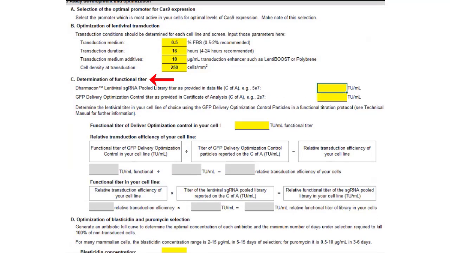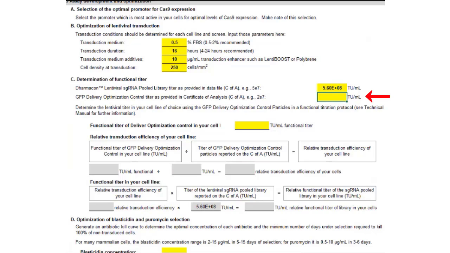Part C is determining the functional titer in your cell line. In this example, we will be using an all-in-one GFP delivery control. However, if you have an EDIT-R two-part library, you will use a promoter-matched SMARTvector non-targeting control shRNA instead. You will know the exact titer of the pooled library as measured in HEK293T cells after you've received it, but for now, we will use an estimated value of 5.6 times 10 to the 8th transducing units per milliliter.